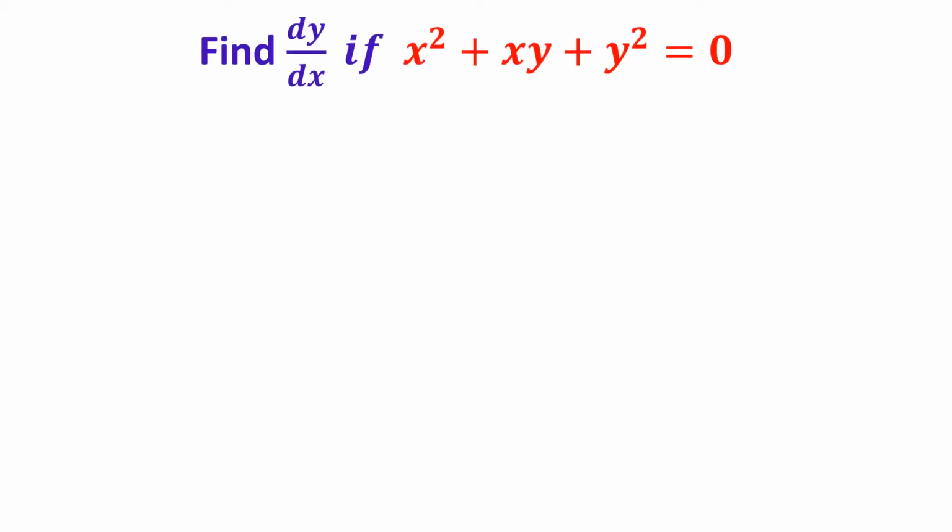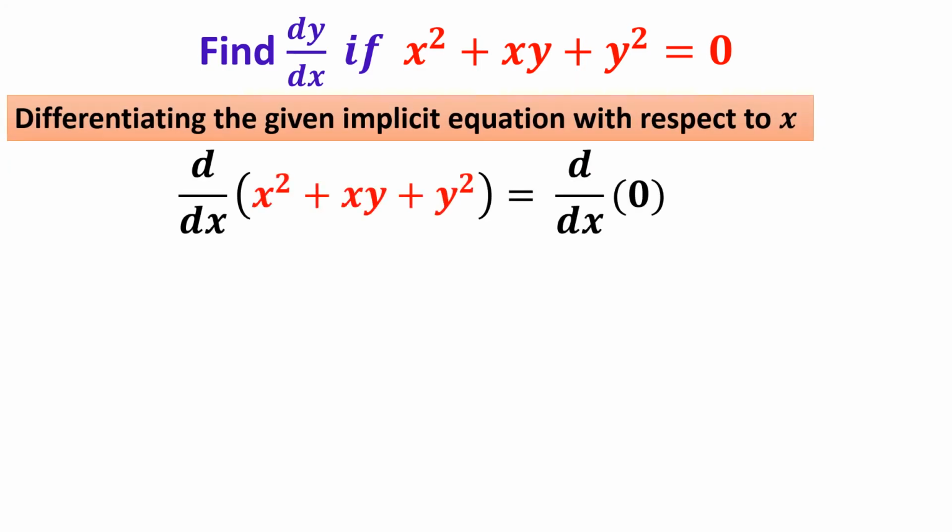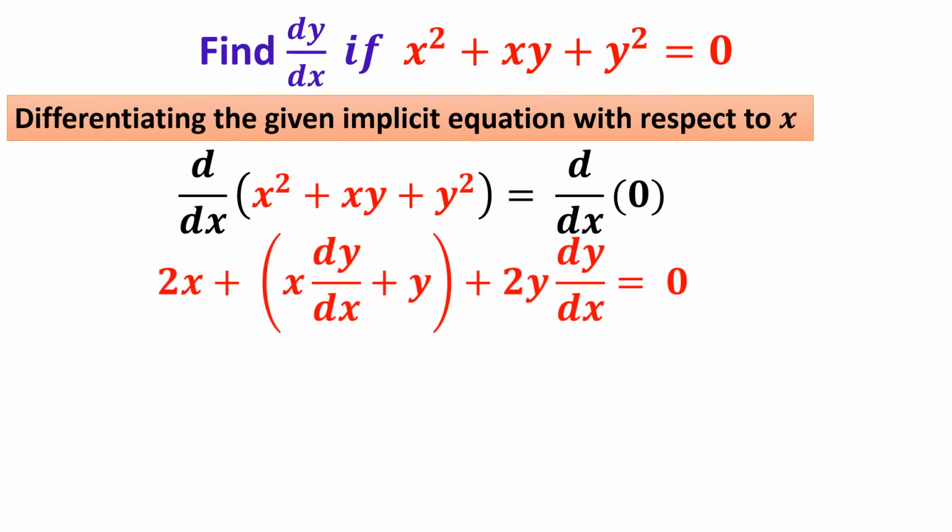Let us go for a problem now. Find dy by dx if x square plus xy plus y square is equal to 0. Very simple. Differentiate from left to right. Collect all dy by dx and express dy by dx is equal to what? That is the final answer. Differentiating with respect to x, the differentiation of the left hand side is equal to differentiation of the right hand side. Left hand side differentiation, for x square it is 2x. For xy you have to use the product rule. Keep x, differentiate y, keep y, differentiate x. For y square, it is 2y into dy by dx.